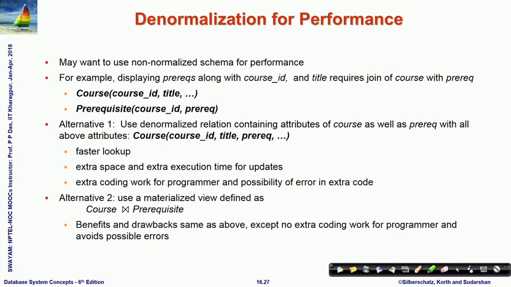The other alternative could be that you have a materialized view, which is actually the join of course and prerequisite. In terms of performance, it has the same benefits and costs as I said, but the only thing is you will not need to do that extra coding. So, it is better from that perspective. So, always keep the issue of denormalization in view and do a careful design. If it is very frequent that you will have to compute a join, then you might want to sacrifice some of the redundancy, some of the possibilities of having anomalies, and still have a denormalized design in your database.